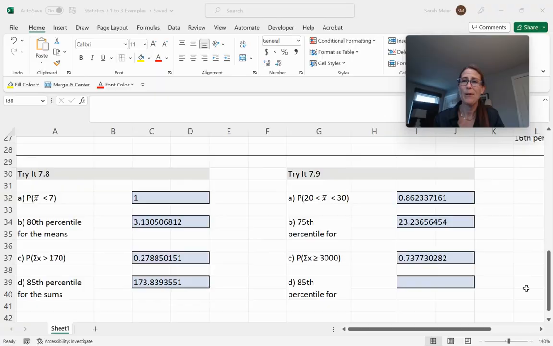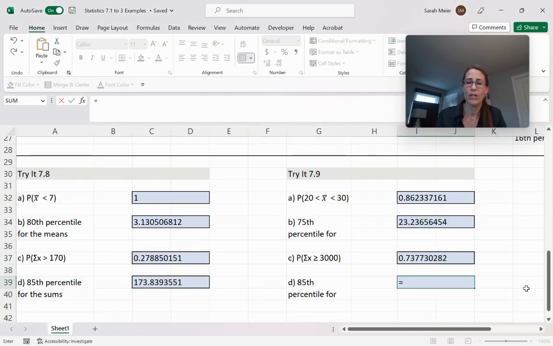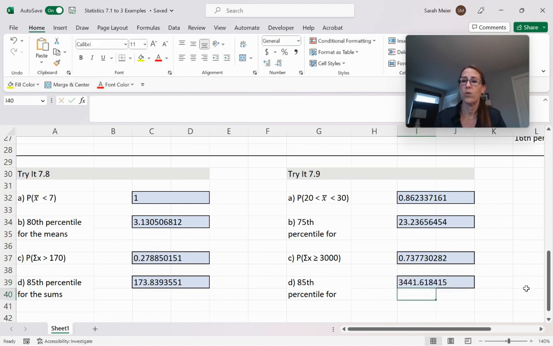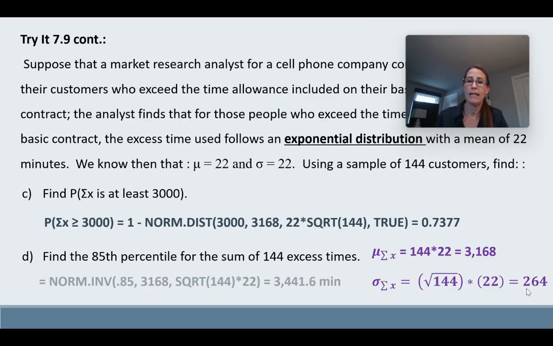85th percentile problem, we're going to use the norm.inv. So 0.85, the mean here, 3,168, and the standard deviation, 12 times 22. Again, if you want, you could set it up so you have the mean and the standard deviation in cells right there, and you can just click on those cell references. So 3,441.6. So 85% of our sums will be less than or equal to 3,441.6 minutes.